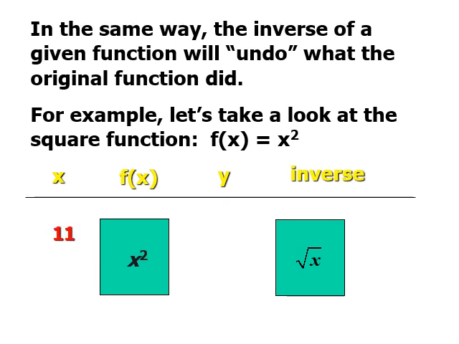Same thing for the input 11. I square it, so I get 121. The square root of 121 gets me back to that 11. So it undid what that original function did.